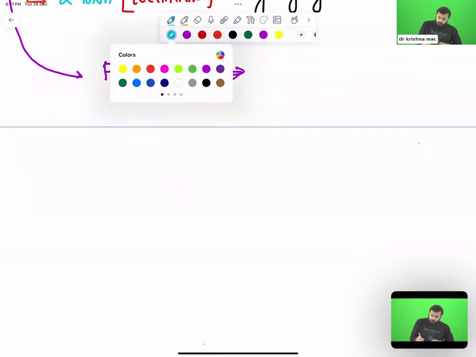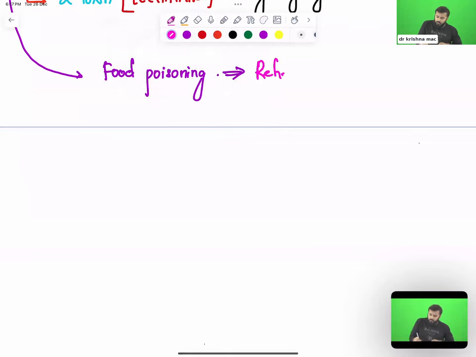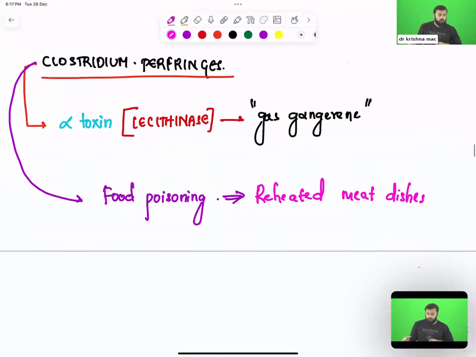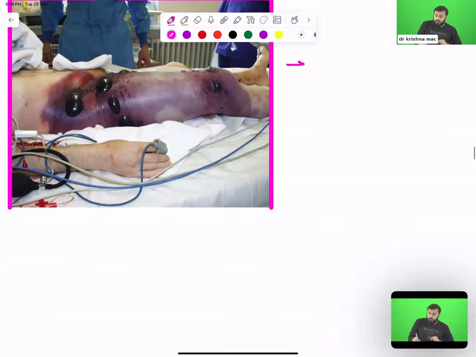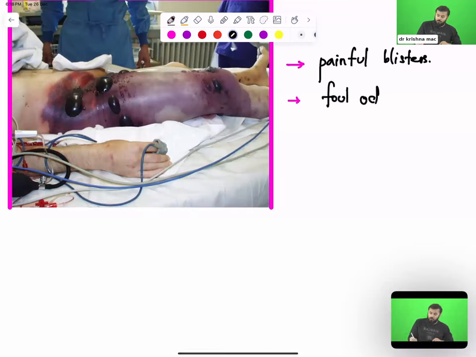Okay. So never ever eat reheated meat dishes. Reheated meat dishes will lead to this condition. This is a very simple point which I wanted to tell you. And if you look at these blisters, they are going to ask you, are these blisters painful or painless? These are painful blisters. And the next important thing they're going to ask you is, how does it smell? It is a very, very foul odor. Okay.